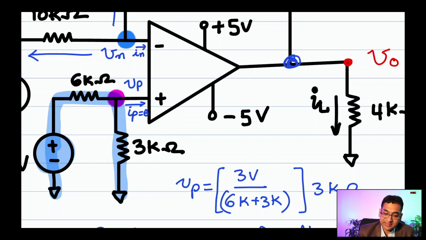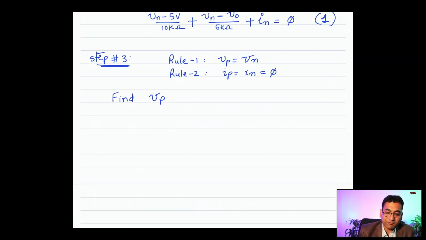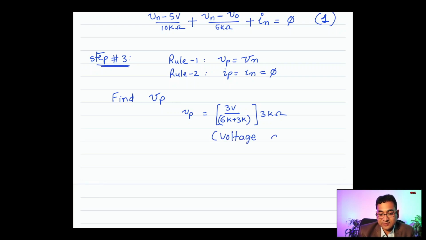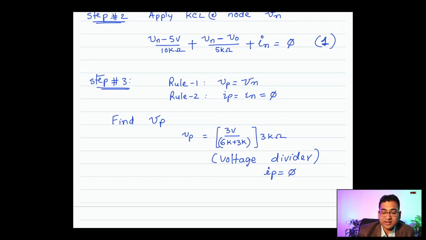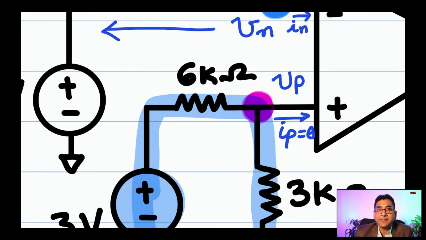straightforward. I am going to copy this, as a matter of fact cut it, and say find Vp by applying a voltage division. Vp is a voltage divider. It is a voltage divider because Ip, the current going into this terminal, is 0. The current going into this terminal is 0.